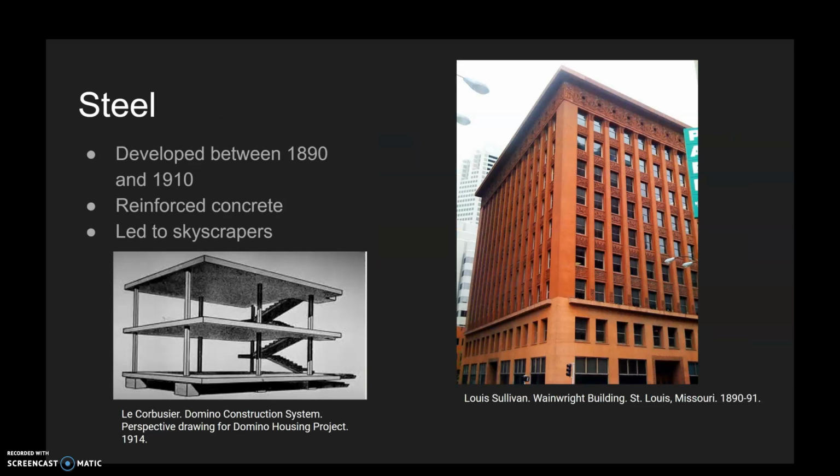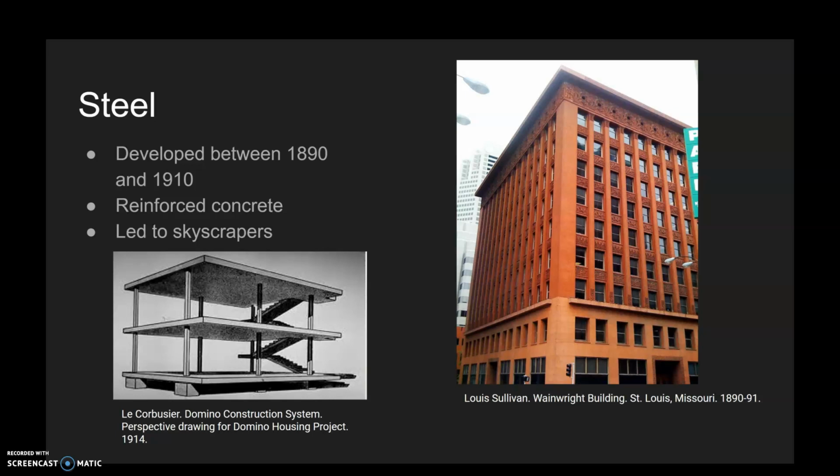Okay, when we talk about steel, there are a couple of things that you'll need to know. Steel was developed between 1890 and 1910, and they use steel to reinforce concrete. And with the invention of steel, that led to being able to make these skyscrapers. Among one of the first skyscrapers that survives in good condition is this image on the right called the Wainwright Building, and it's in St. Louis, Missouri. You can also read a little bit about it on page 228 in your book.